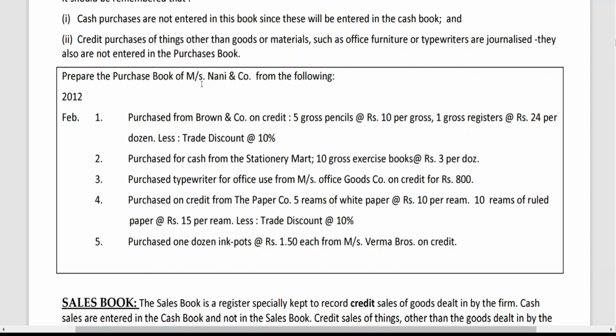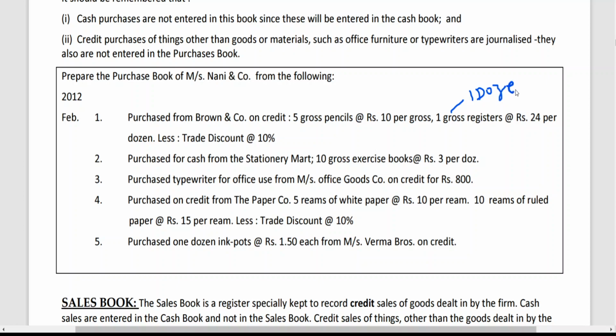Prepare the purchase book of Mrs. Nani and Co. from the following. Purchase from Brown and Co. on credit 5 gross pencils at 10 rupees per gross. 1 gross registers at 24 rupees per dozen. That means this 1 gross is equal to 1 dozen. Is this clear?